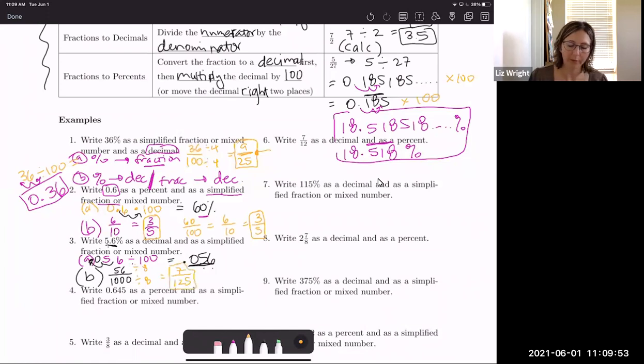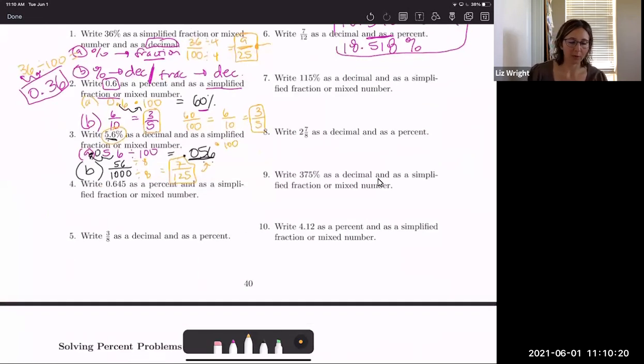7 over 125. And then you should always check. Does that seem like that would be about a 5.6%? Yes. And if you're not sure, divide it back out. 7 divided by 125 should get you here. And then if you're changing it back into percent, you would multiply this by 100. And that gets you right back to where we started at 5.6%. So you can always check your work.